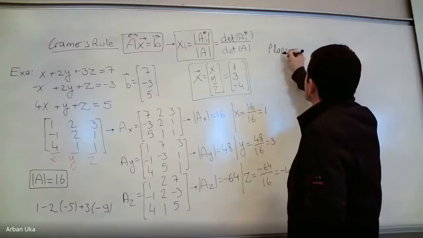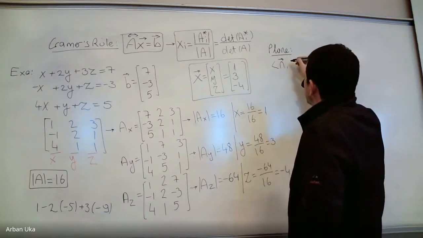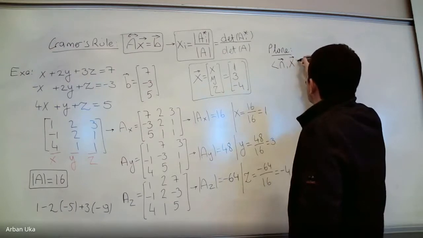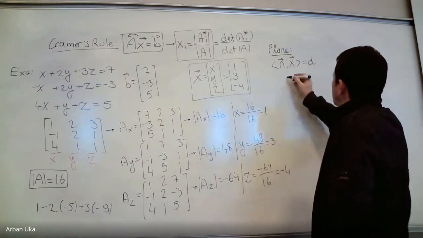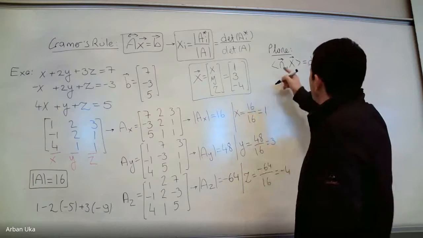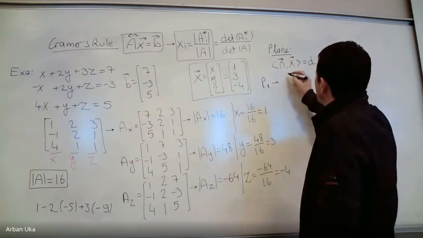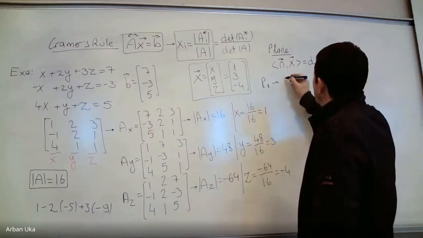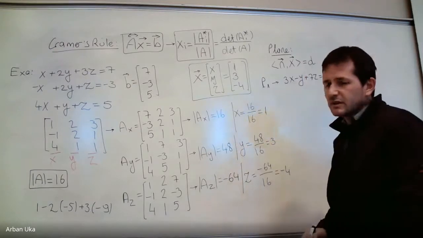We'll come back to your question. So, what is a plane? A plane is defined as a normal vector n, with the inner product with any vector x equal to d. Now, if d is equal to 0, this plane is passing through the origin. This is good. But now, let's give a plane P1. Plane P1 can be defined as 3x minus y plus 7z equal to 2. This is one plane.